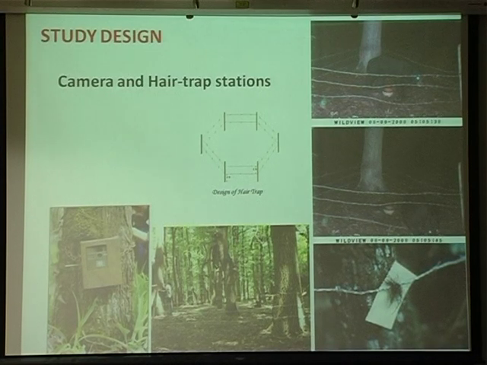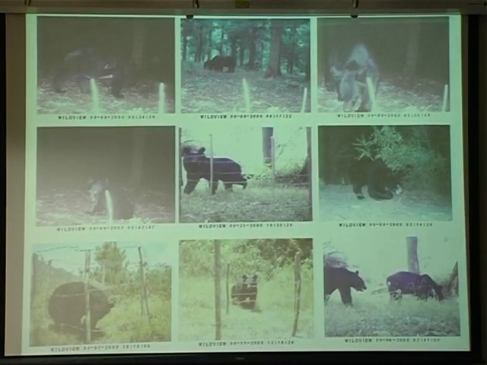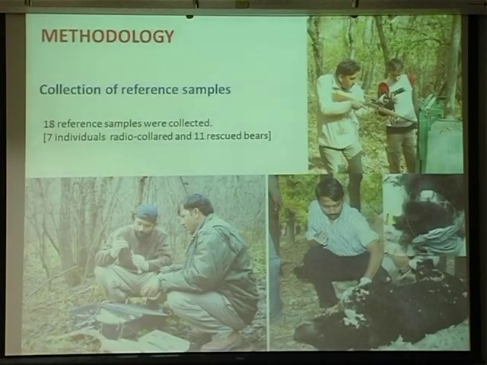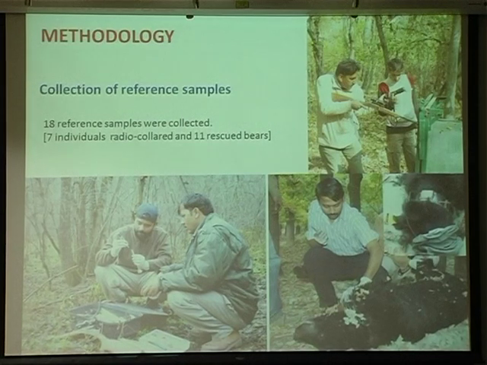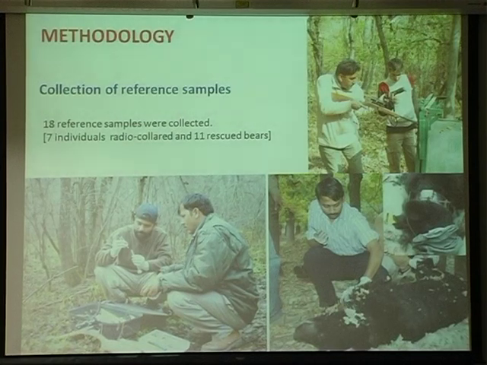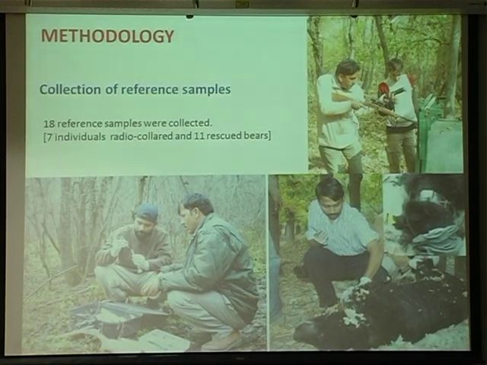All the hair trap stations were monitored using a camera trap set up right in front of it. Those 23 hair trap stations were monitored twice a day to carefully collect all the trapped hair samples. These are some of the pictures we got during our study. Apart from this, we also collected reference blood samples. We radio-collared 7 individual bears to study their movement pattern, and we collected 11 blood reference samples from rescued bears, which were rescued by the forest department from conflict sites.